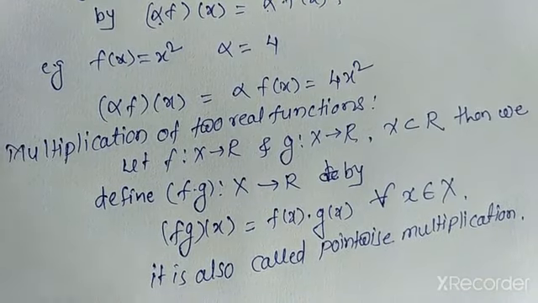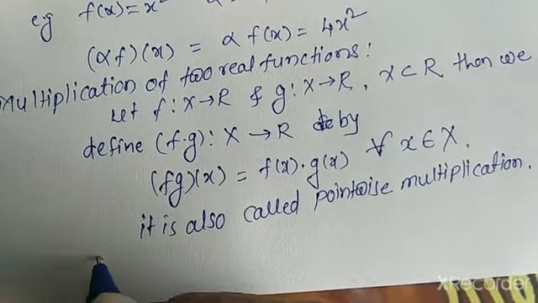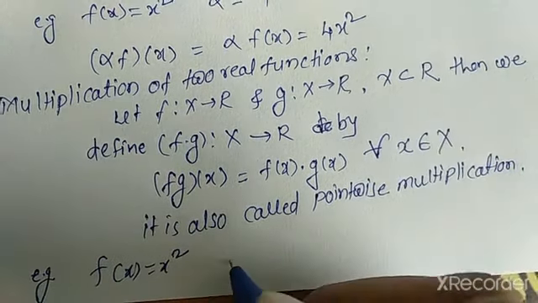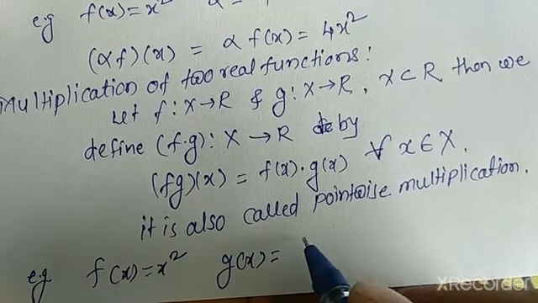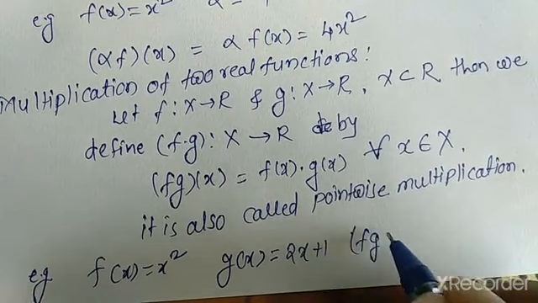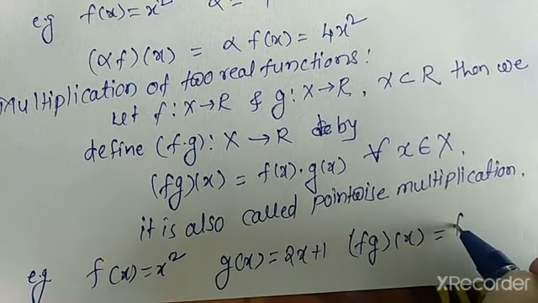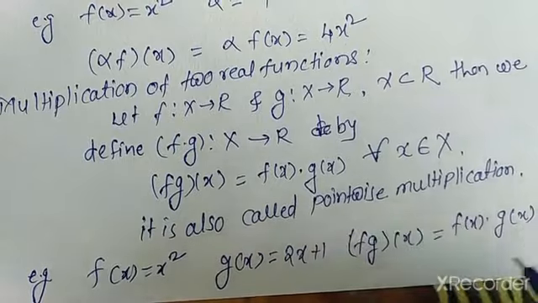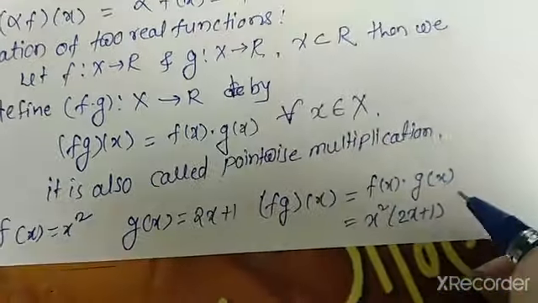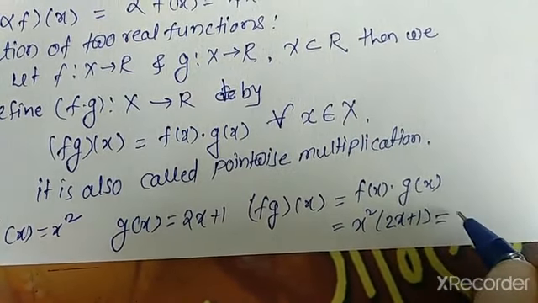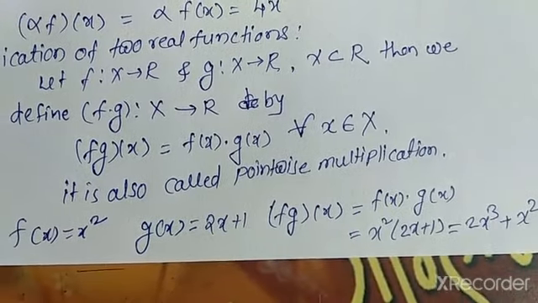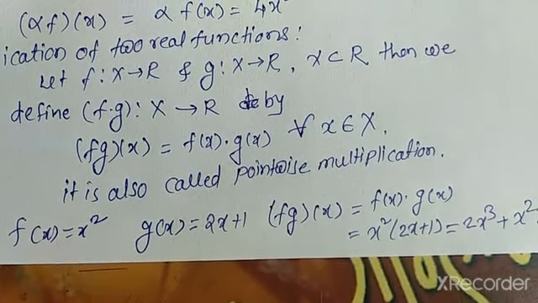For example, if we consider f(x) = x square and g(x) = 2x plus 1, then (fg)(x) = f(x) into g(x), which is equal to x square into (2x plus 1). You may also write it as x square into 2x, which is twice x cube plus x square. This is known as multiplication of two real functions.